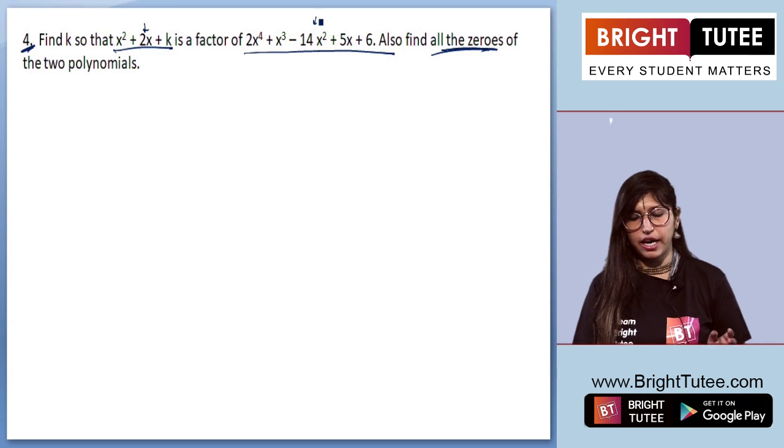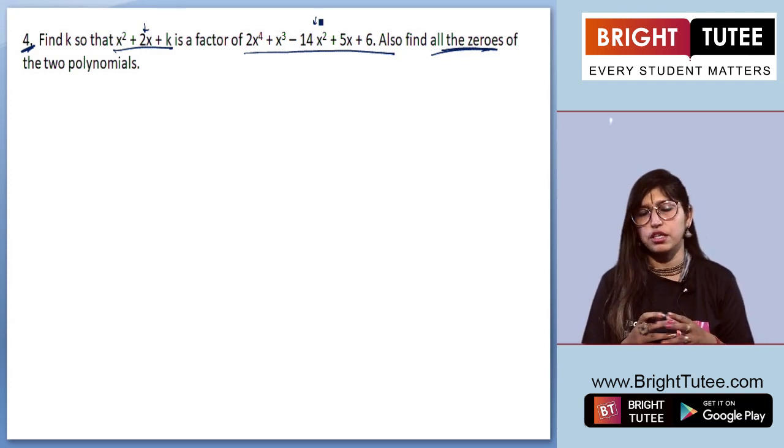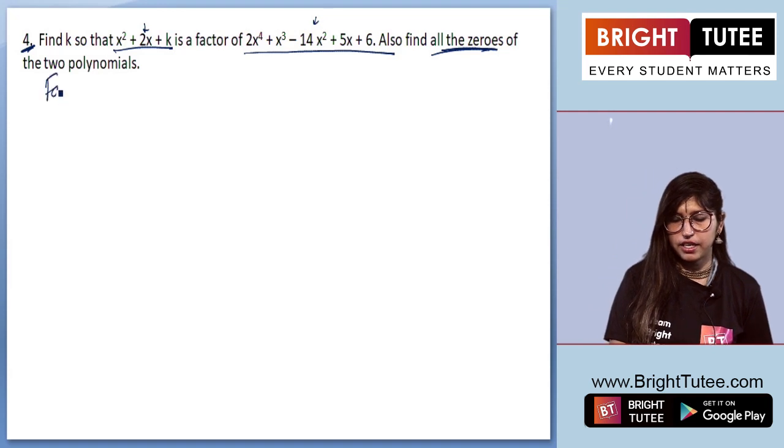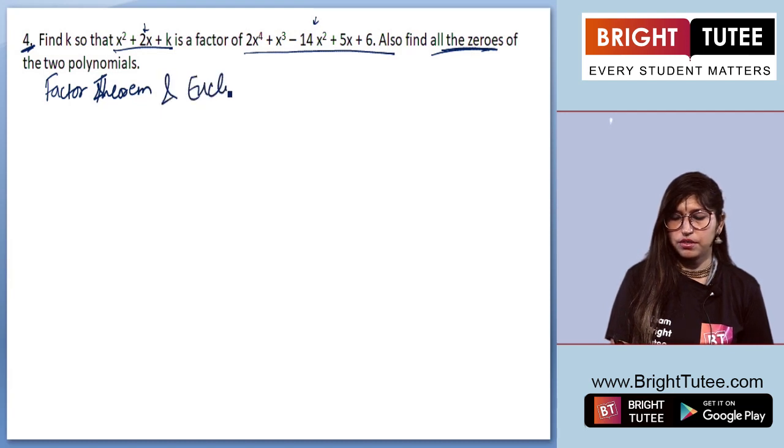So now to find k, it's given that we have a factor. So what is the main thing we should be using? Factor theorem, and we'll be using Euclid's division algorithm.